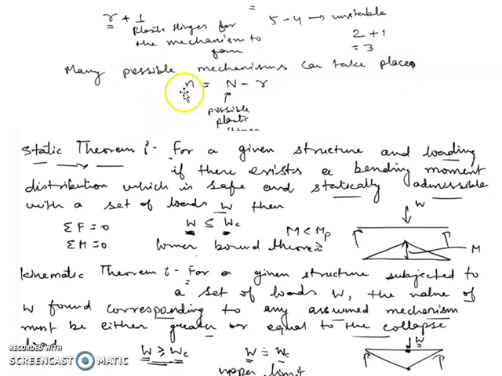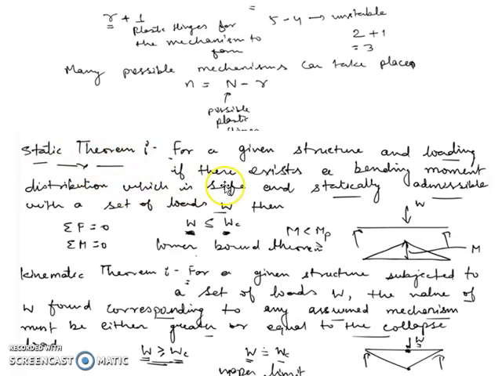Number of mechanisms n equal to N minus R. N is nothing but possible plastic hinges. R equal to degree of redundancy. Here, there are three theorems: static theorem, kinematic theorem, and uniqueness theorem, used to find out the collapse load.